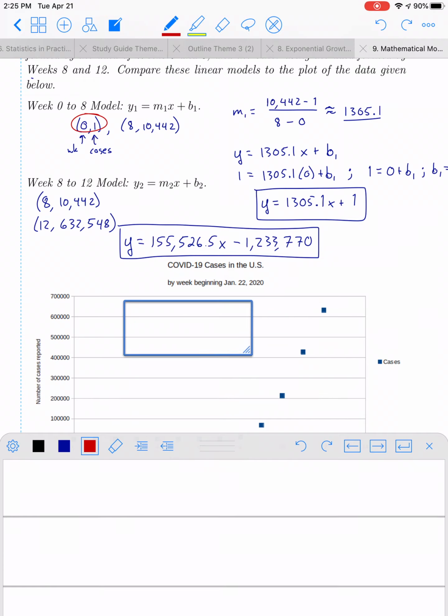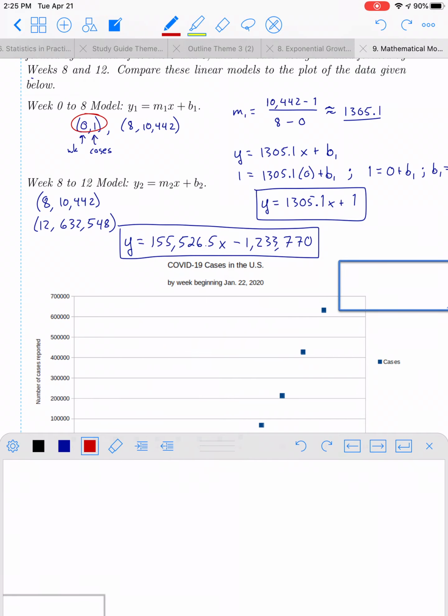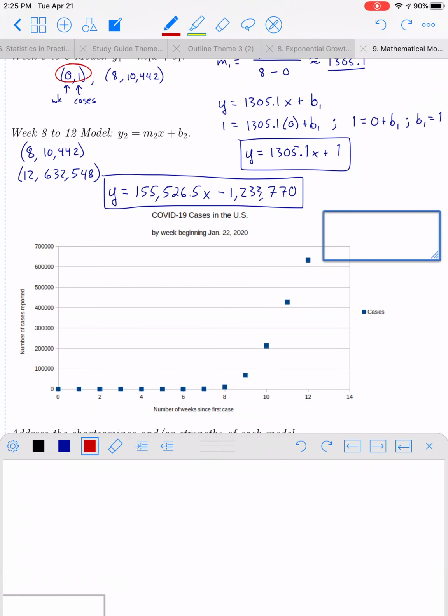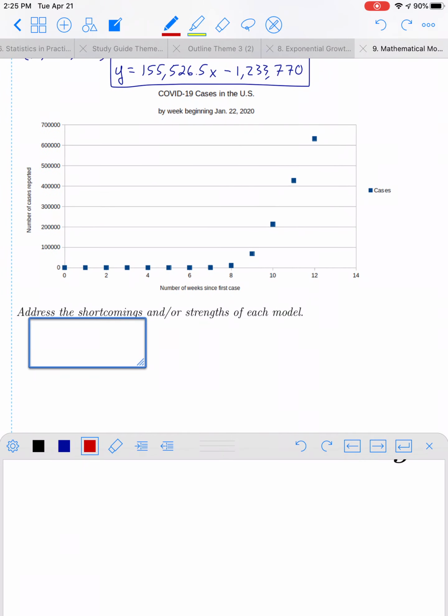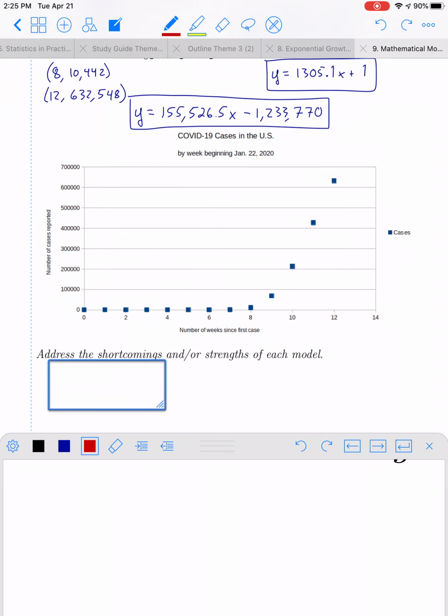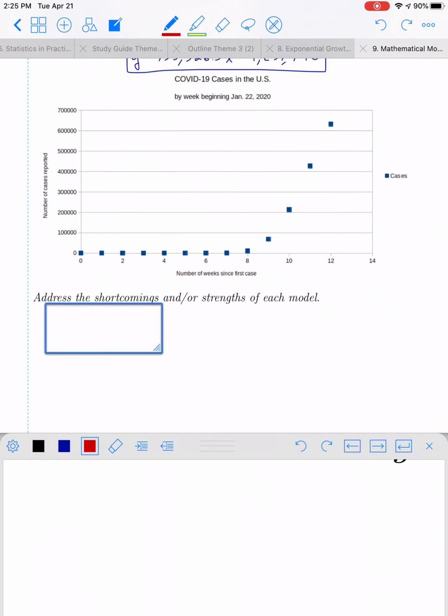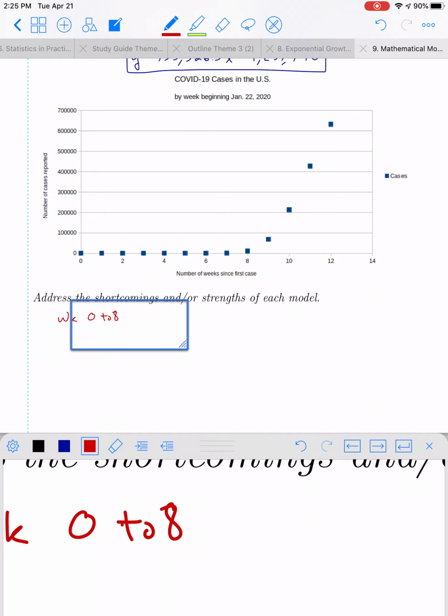So this is what a lot of mathematical models will have, are some artifacts in it that just don't meet with reality. It's just leftover theoretical bits that don't match up with actuality sometimes. One of the troubles of modeling things. So, lastly, we're asked to address the shortcomings of each of these. Well, the first model, week 0 to 8, that was too flat.